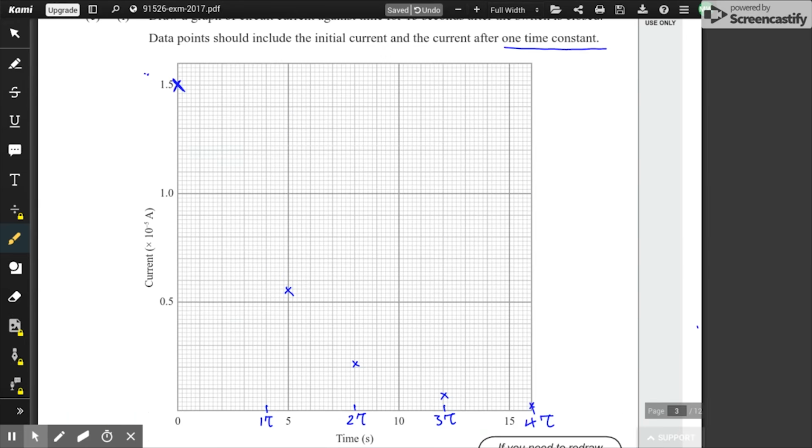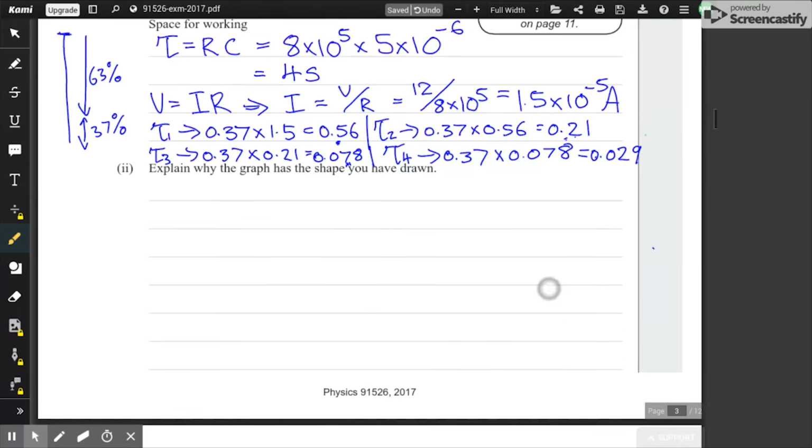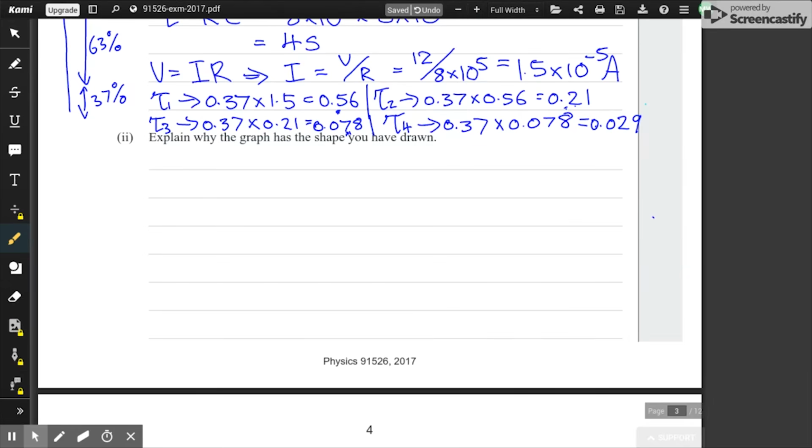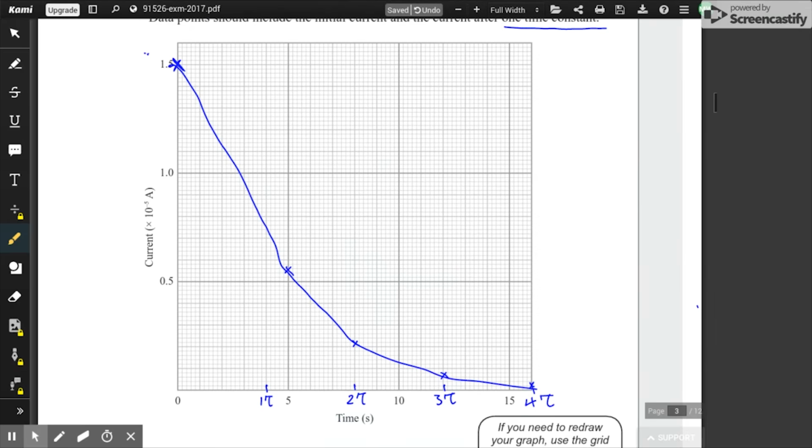Okay, so let's see if we can sketch this as nicely as possible. All right, that's not bad. Okay, explain why the graph has the shape you have drawn. So what we're seeing is that the rate of change of current is really high initially, and then it peters out and slows down as we continue on.